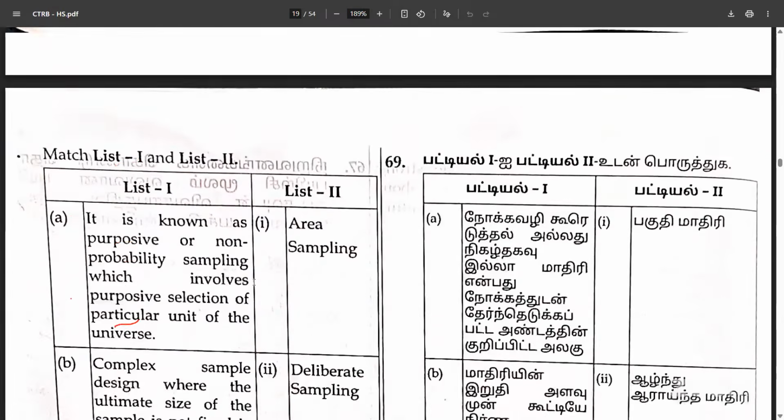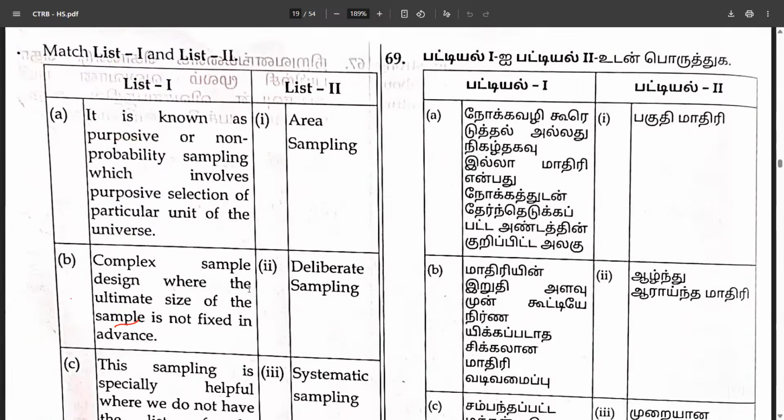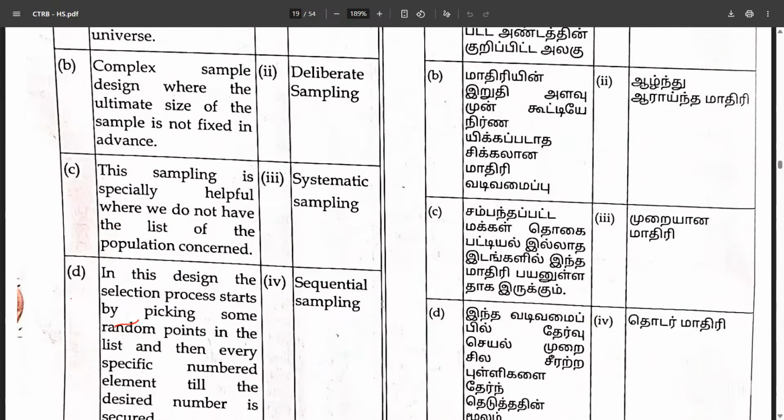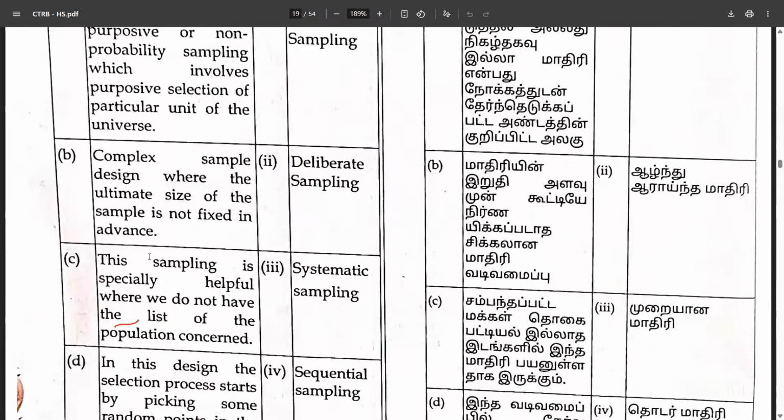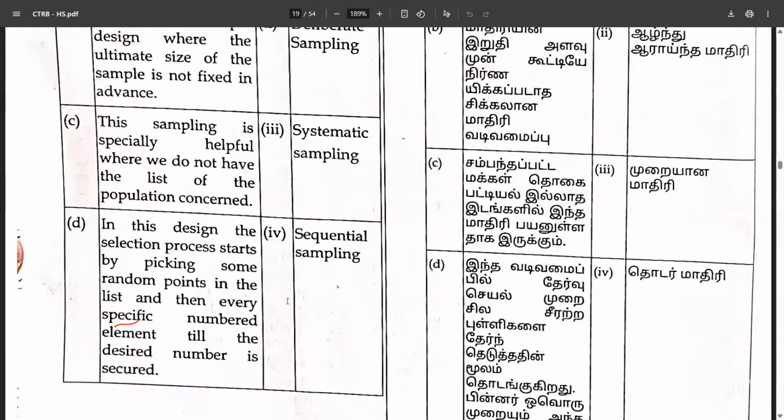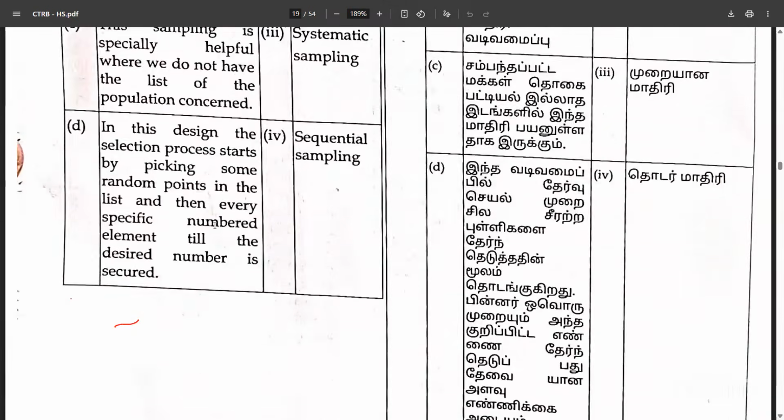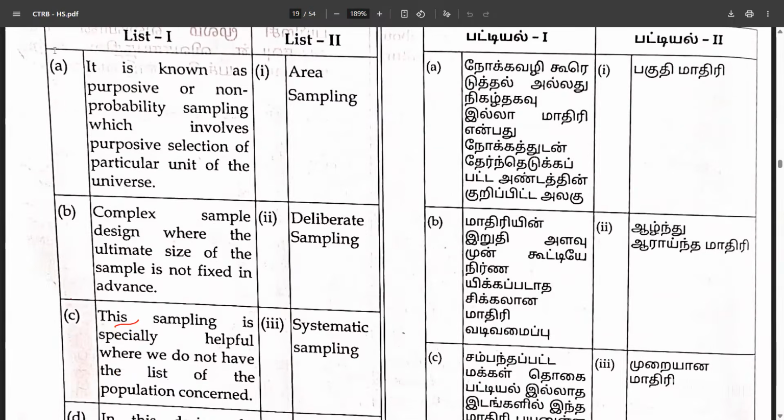Okay, again, a match the following question. This is from the research part. So here area sampling, deliberate sampling, systematic sampling, sequential sampling are given. You have to match them with their descriptions. So here the correct answer will be C. So A will be matched with the second. That is, it is known as purposive and non-probability sampling, which involves purposive selection of particular units of the universe. That is deliberate sampling. Deliberately you are selecting something.